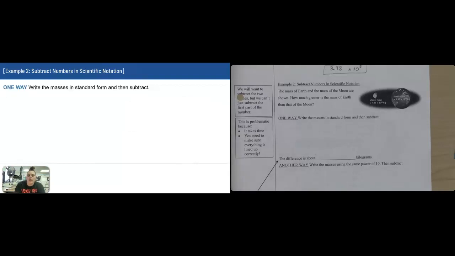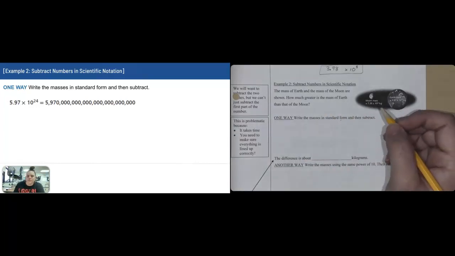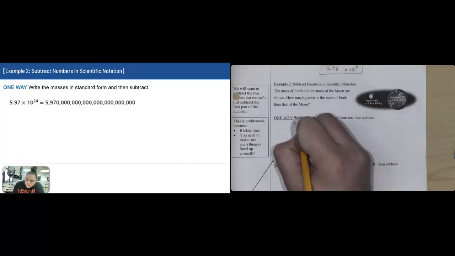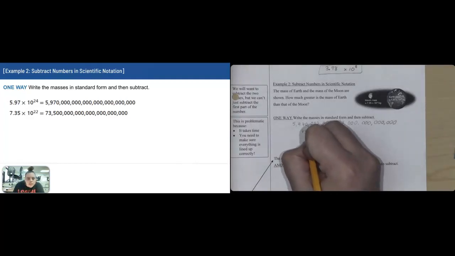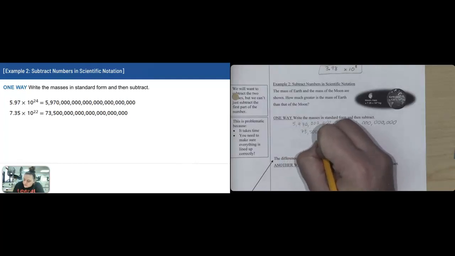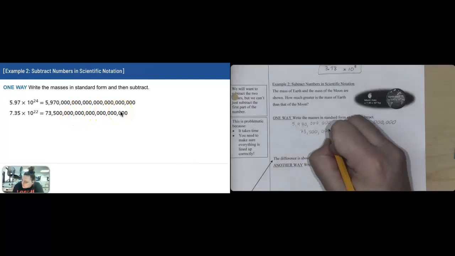So one way is to rewrite these in standard form and then subtract them. 5.97 times 10 to the 24th, the mass of Earth, would be 5,970, and then we've got 3, 6, 9, 12, 15, 18, 21 zeros. That's a lot. Rewriting the mass of the Moon in standard form, we have 73,500, and then 3, 6, 9, 12, 15, 18 zeros.